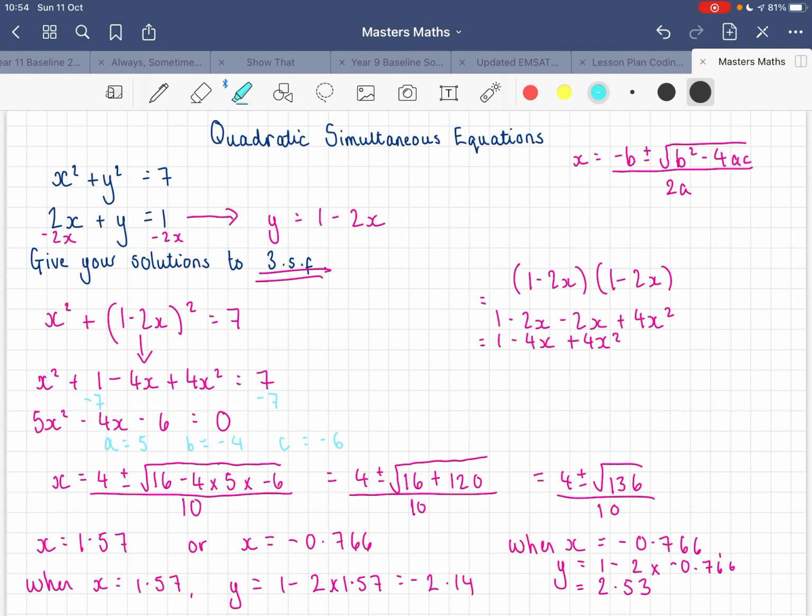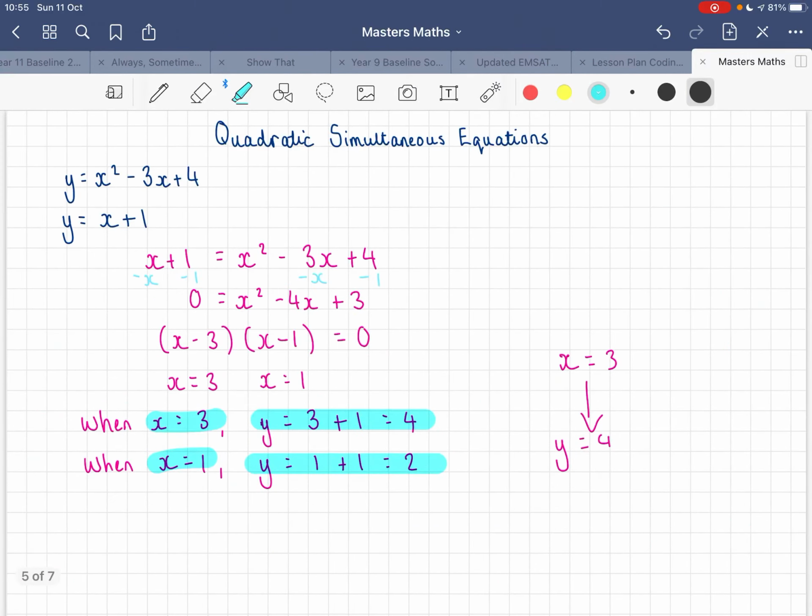So those are your solutions. And when x is this, y is that. Okay? Again, keep them together. Keep it really clear which x goes with which y to make sure you get the correct marks. And that's it. Hope that helped. Hope it makes sense. I know I've gone through it quite quickly. But just keep following those.